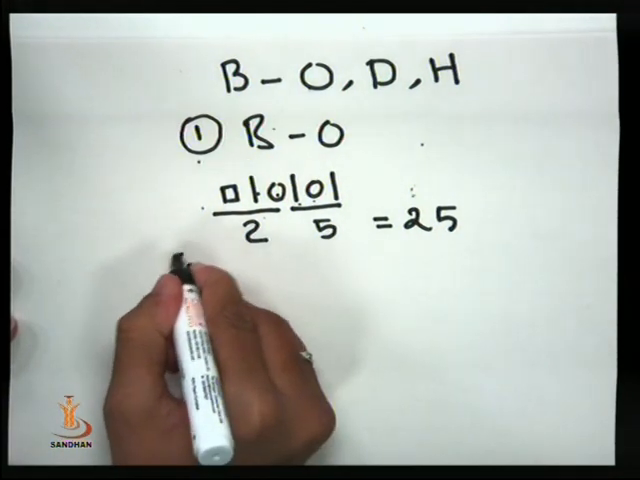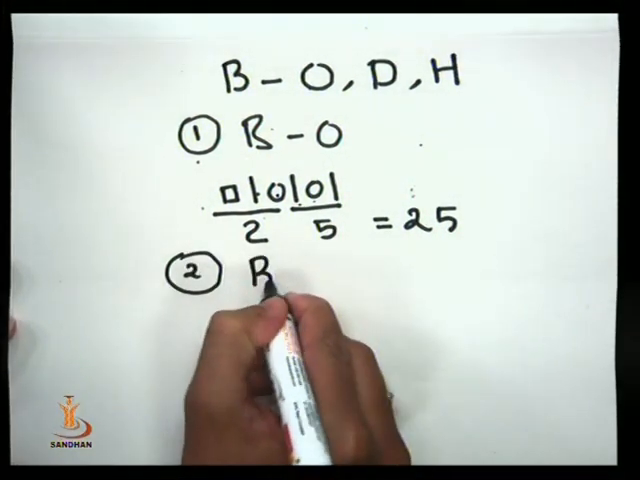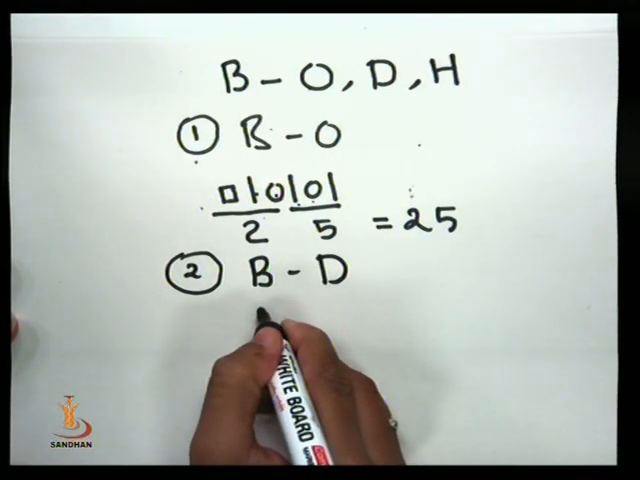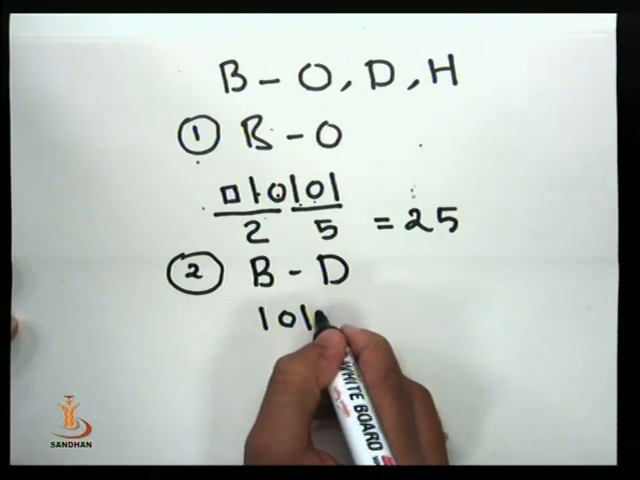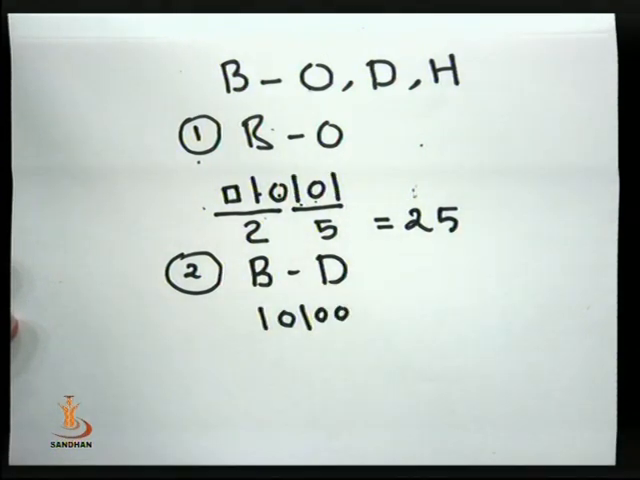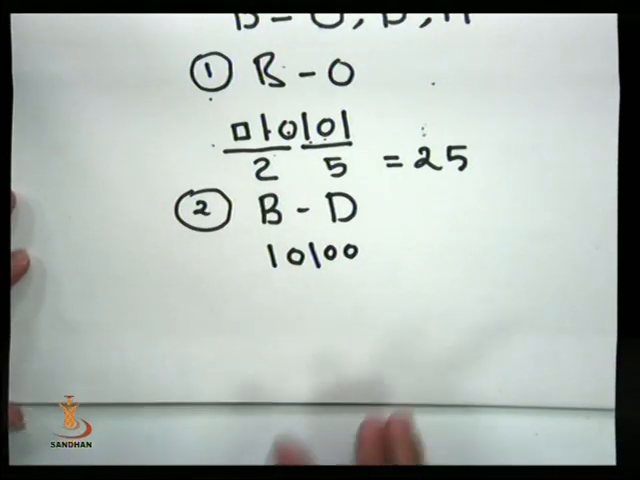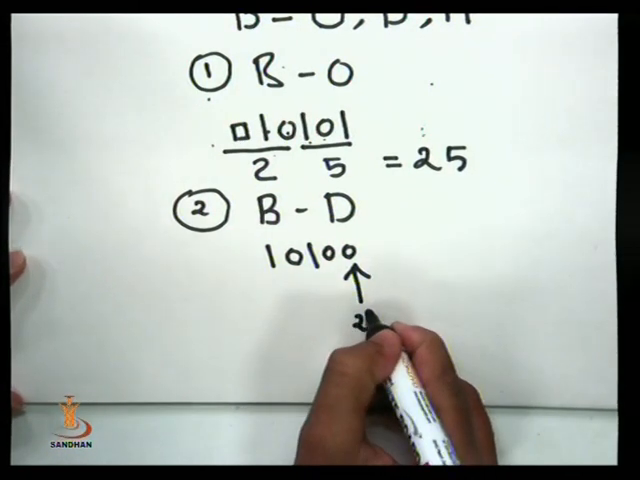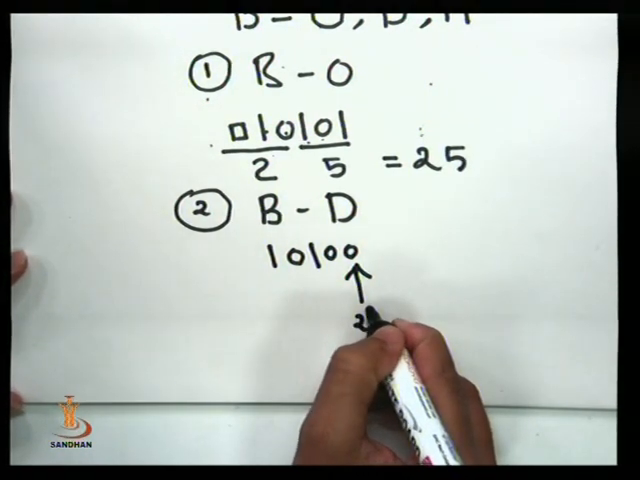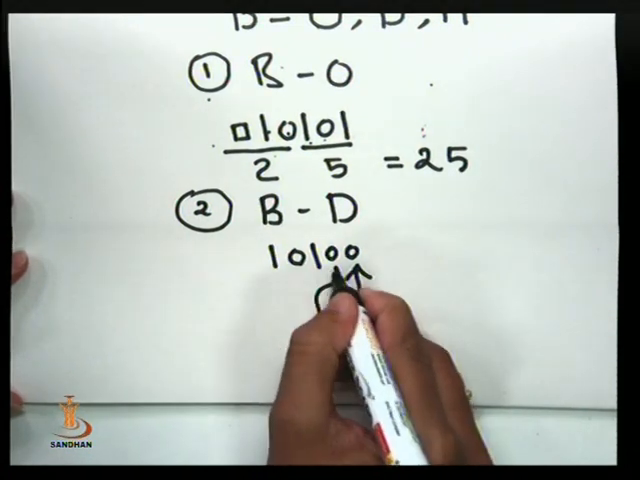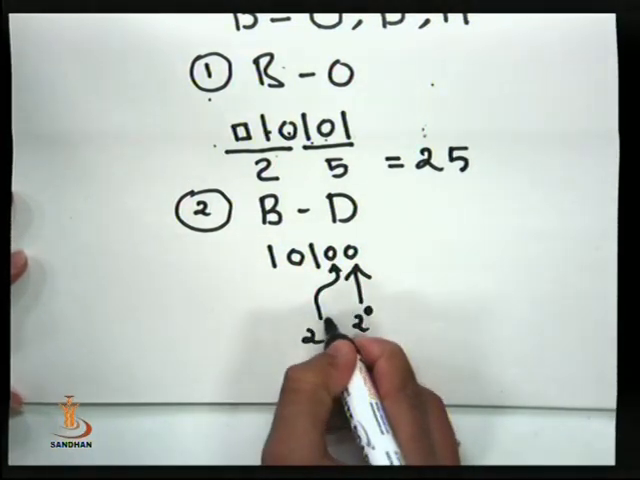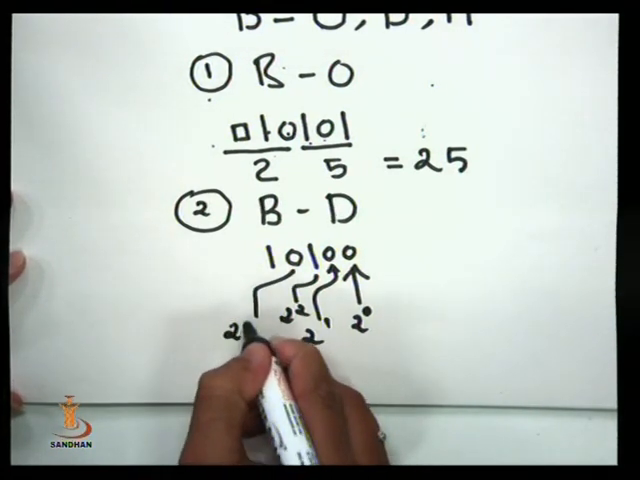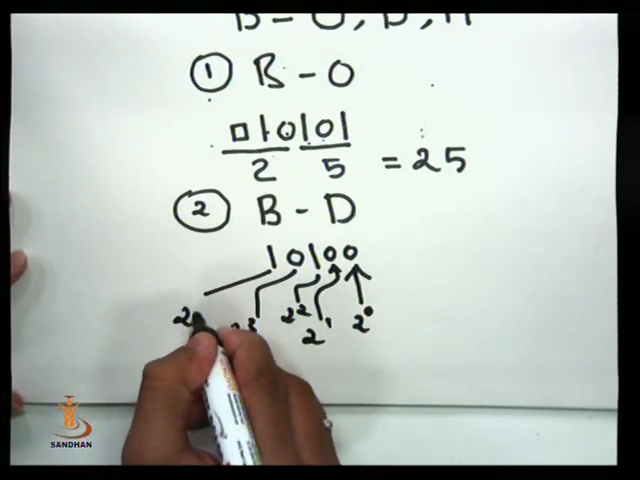Now comes number 2, binary to decimal. Let me take another number, that is 10100. How do we convert this number into decimal? Very easy steps. First of all, you multiply the first, that is the least significant digit, by 2 raised to 0, then by 2 raised to 1, then by 2 raised to 2, then by 2 raised to 3, and then by 2 raised to 4.